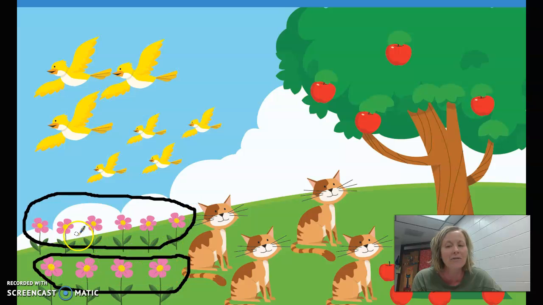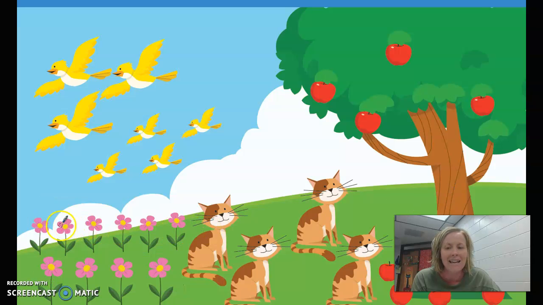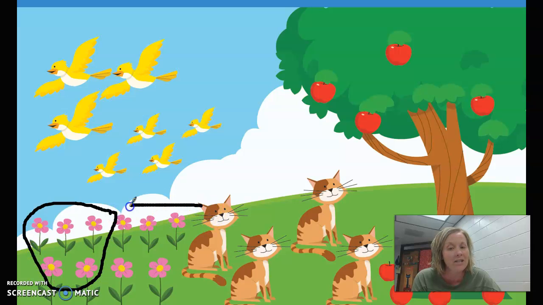So if she picked 4, how many did she leave? Let's count them. 1, 2, 3, 4, 5, 6. Now, do your circles have to be the same as mine? They don't, do they? Another way that we could have done this is I could have said she picked 5 and she left 5 in the ground. Does that still equal 10? It does, so we can change it and we can have different numbers to equal 10.